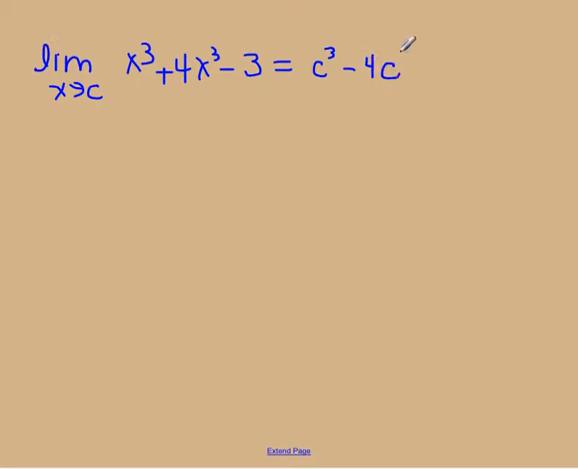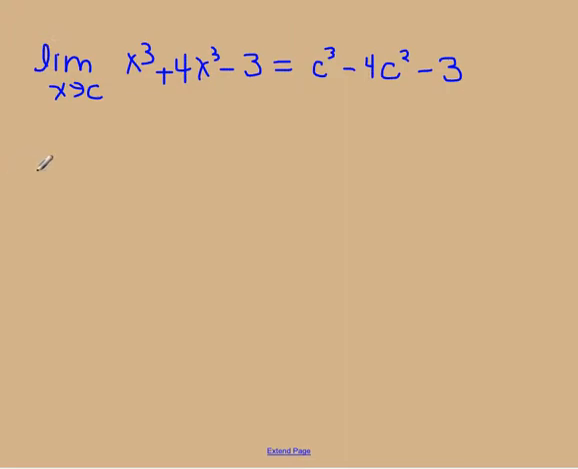All right, just a couple more examples here. If you wanted to do a little substitution, say you had something like the limit as x approaches c of x cubed minus 4x squared minus 3, you're just going to substitute c right in there. So it's going to be c cubed minus 4c squared minus 3. That's a little substitution.